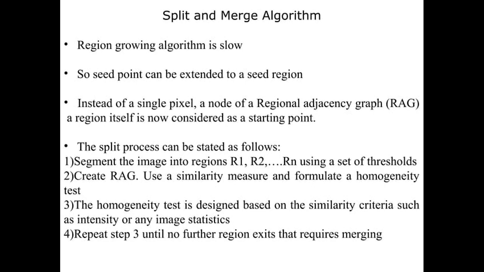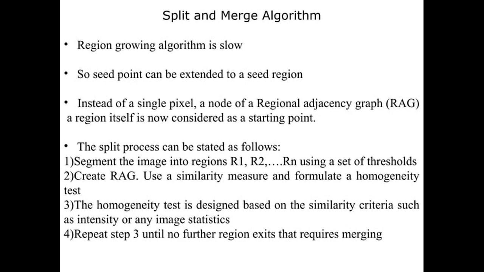Okay, so that is the split and merge algorithm. Here the algorithm steps are repeated. First we have to segment the image into regions with a number of thresholds. Then we have to create the region adjacency graph and, using some similarity measure, formulate the homogeneity test. The homogeneity test is designed based on the similarity criteria such as intensity or any image statistics, and we have to repeat this homogeneity test step until no further region exists that requires merging. First we have to split the region and then we have to merge the regions according to the similarity measure.